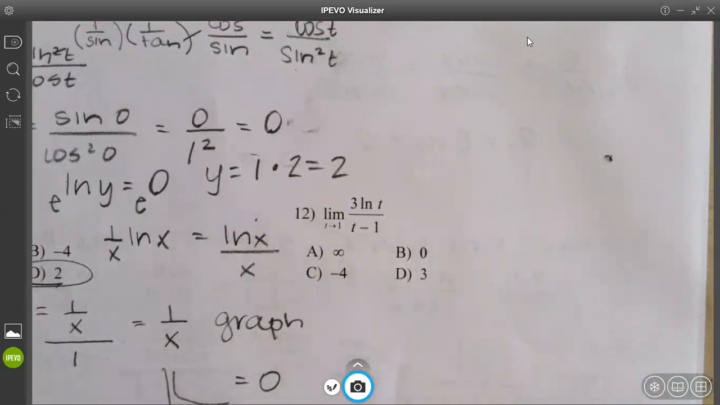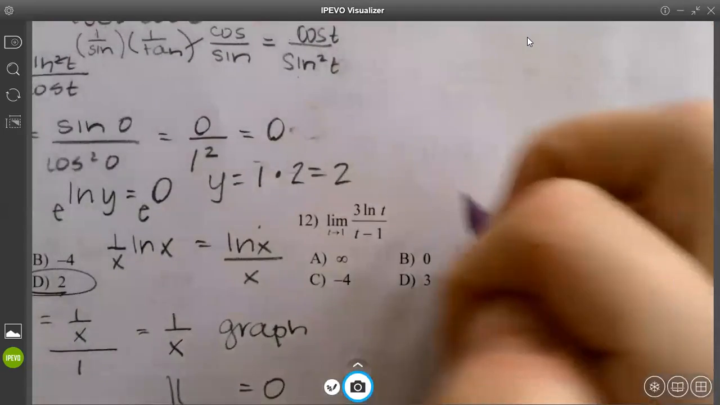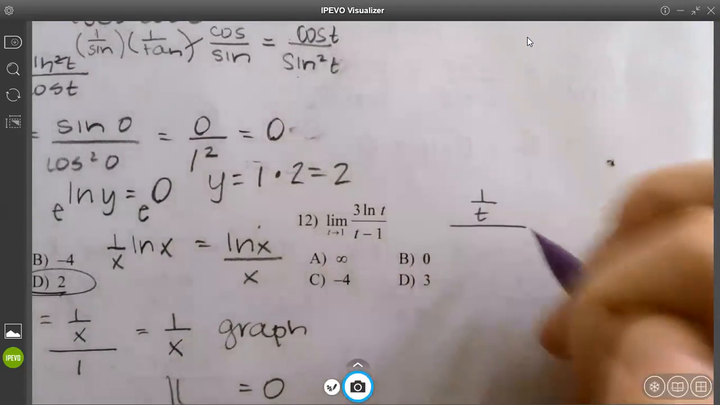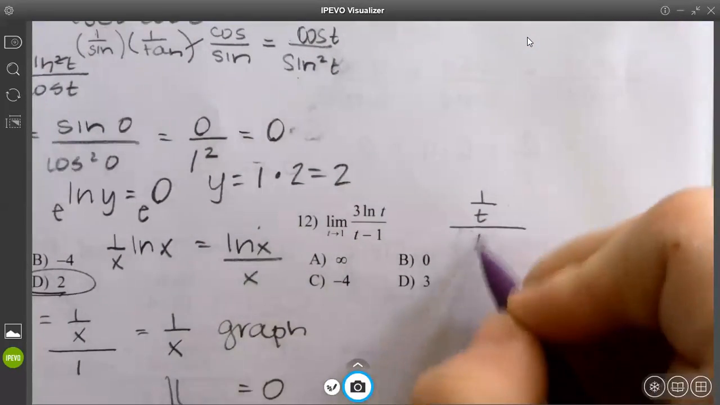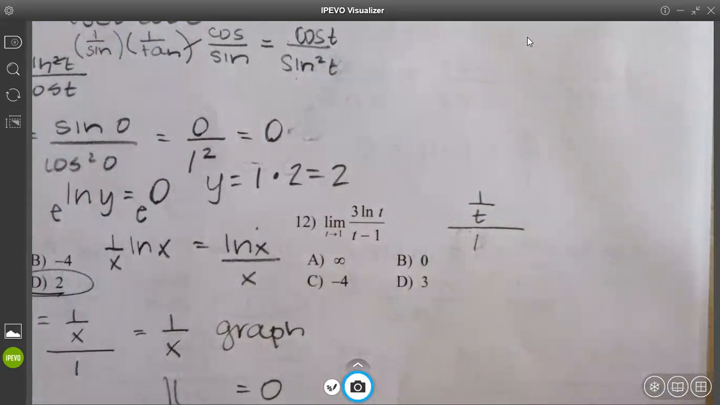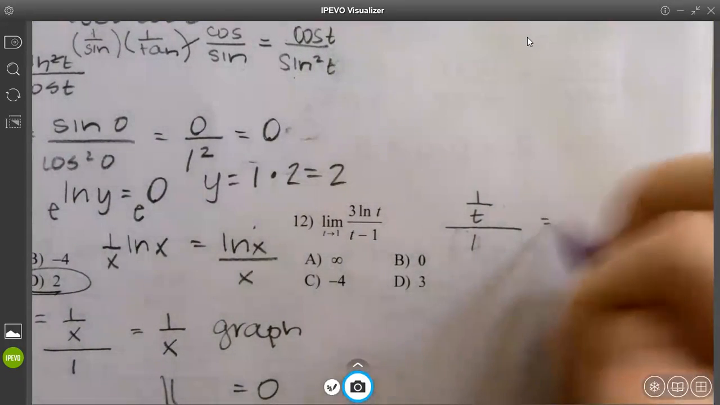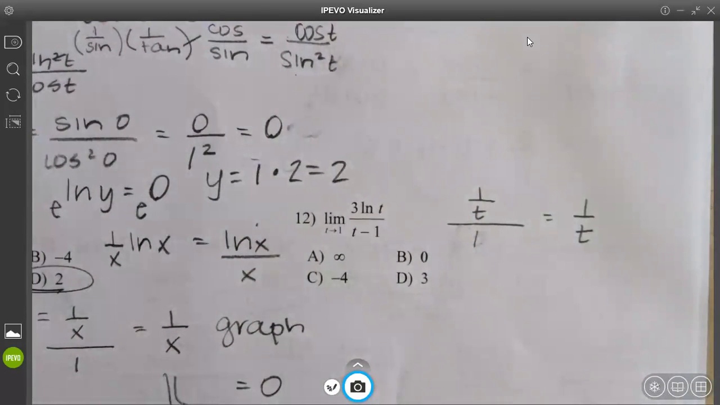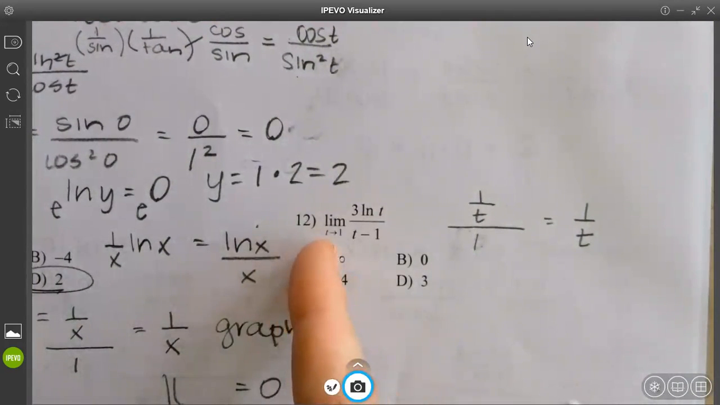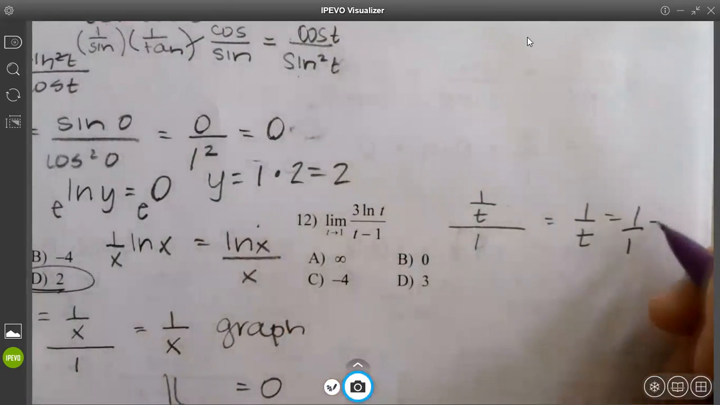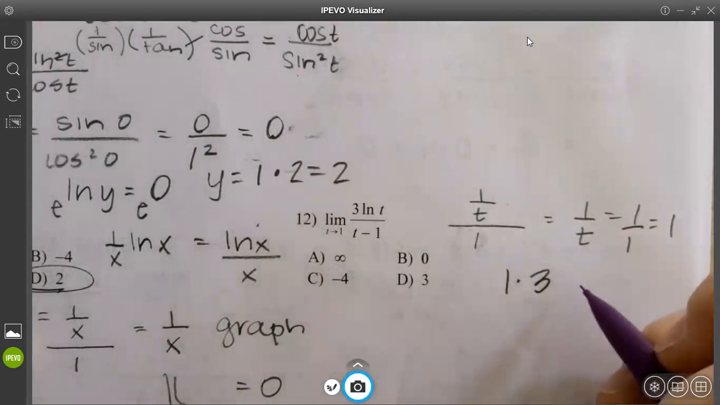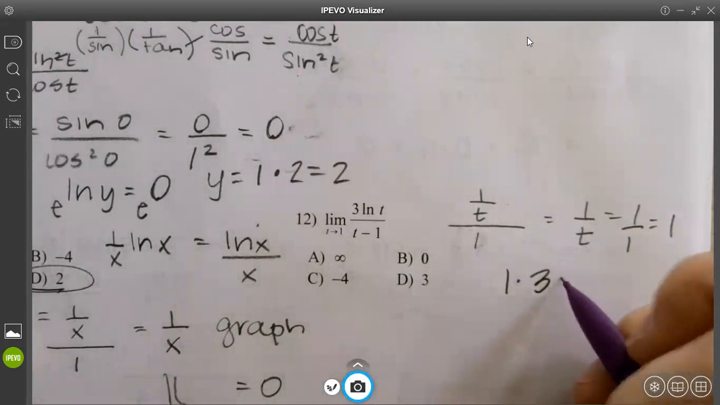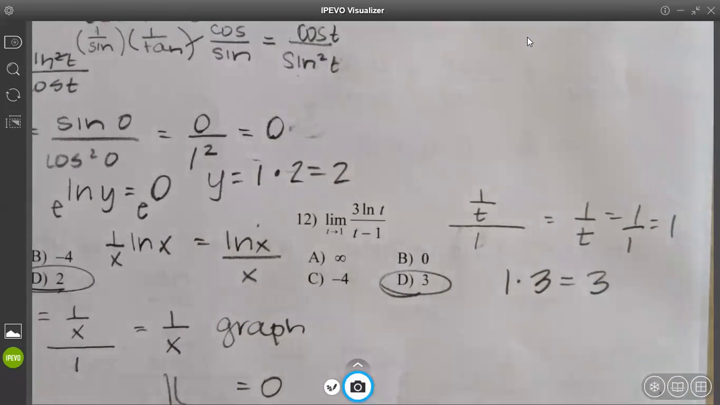All right, take out your 3 ln(t). What's the derivative of ln(t)? Derivative of t minus 1. Just take it out every single time, which gives you 1 over t. Our limit is 1. When I direct substitute, I get 1 over 1, or 1. What did I forget? Took out the 3, which is 3.